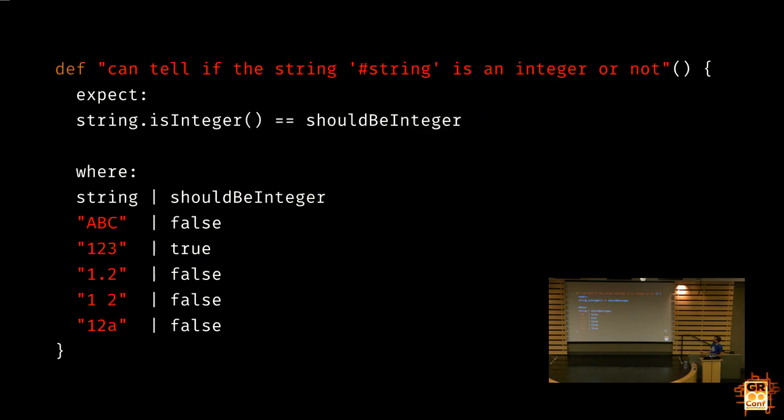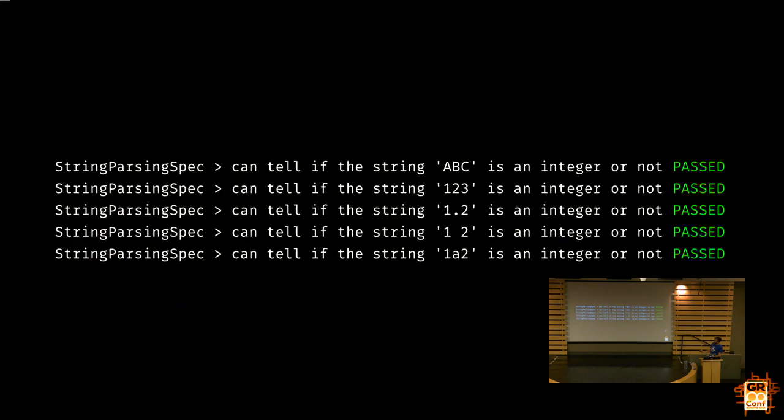So here's a slightly messy test. We're saying we can tell if a string something is an integer or not. And we're just testing Groovy itself, really. So we're throwing in some string variables, ABC, 1, 2, 3, and so on, and we're using a Boolean to say whether we expect that thing to be parsed as an integer successfully or not. And this is fine, but if we think about the output that this method name is going to give us, I don't think it reads particularly well. So here's an example of what it will look like. Can tell if the string ABC is an integer or not. Can tell if the string 1, 2, 3 is an integer or not. It's not super expressive. I don't think it reads fantastically well.